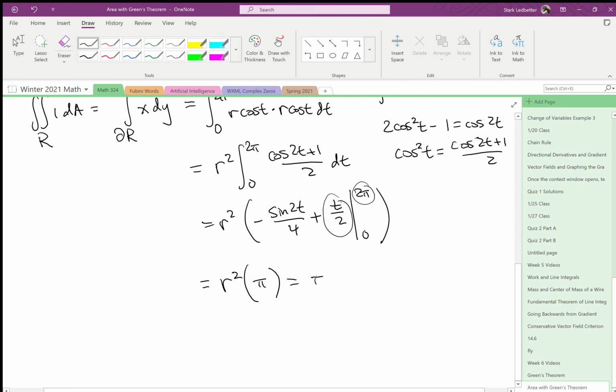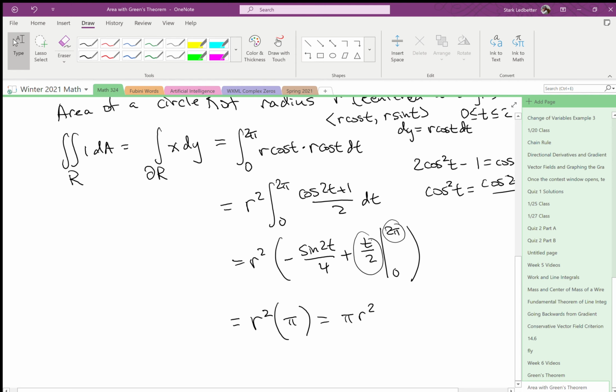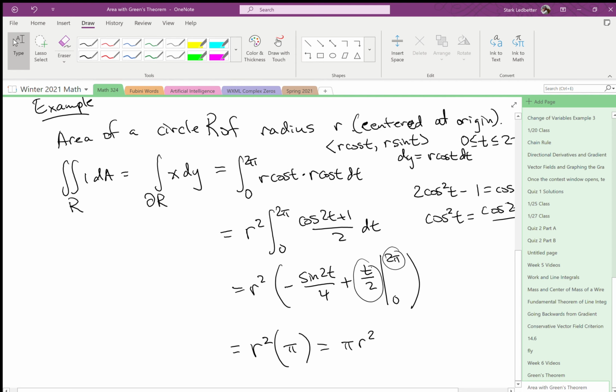Okay, that's good. So maybe using a machine gun to kill a fly, but we've used Green's theorem to prove that the area of a circle of radius r is pi r squared. And really the point of this example was so that you're convinced that it works.